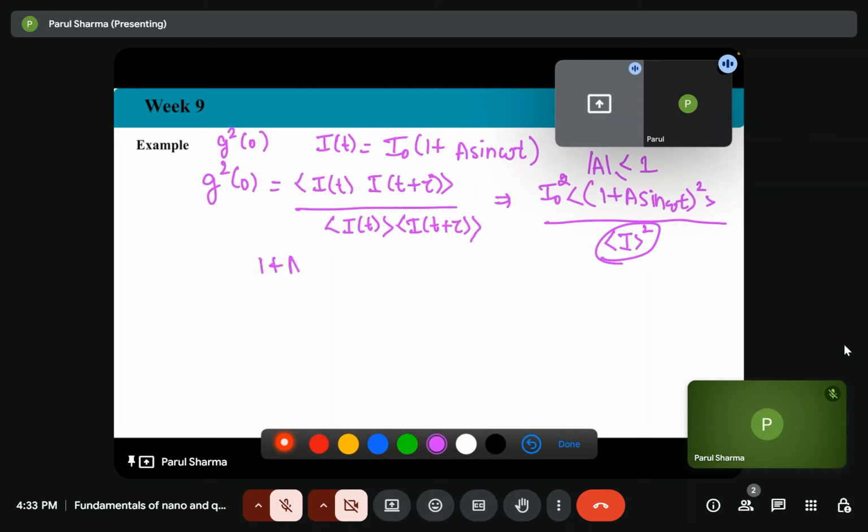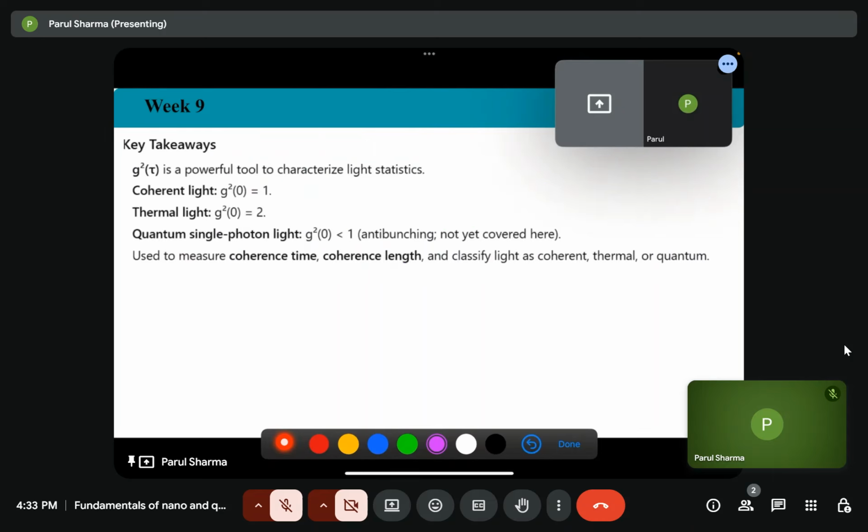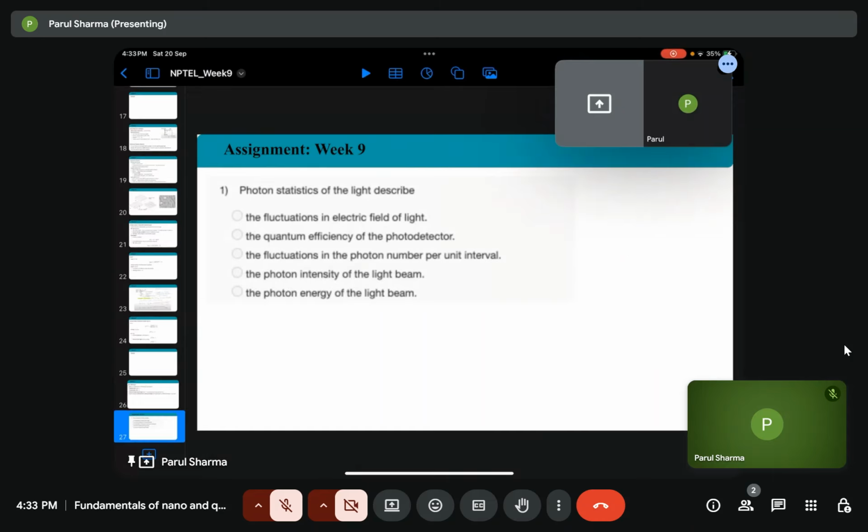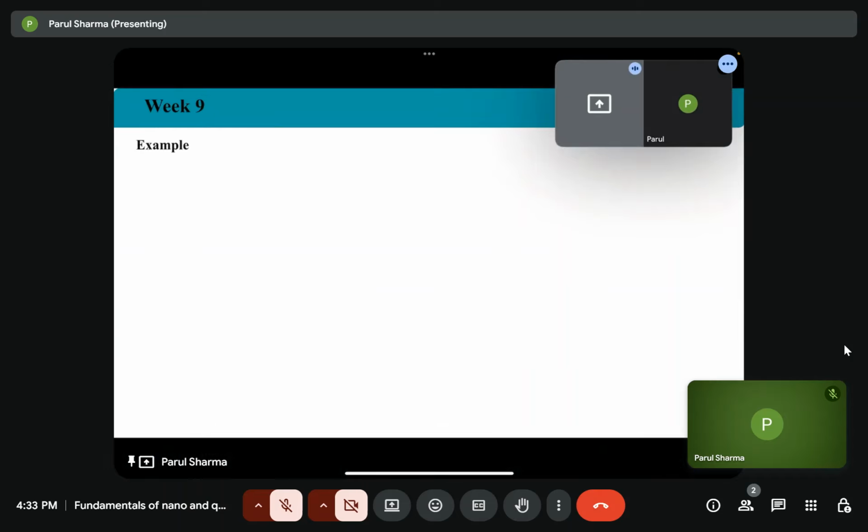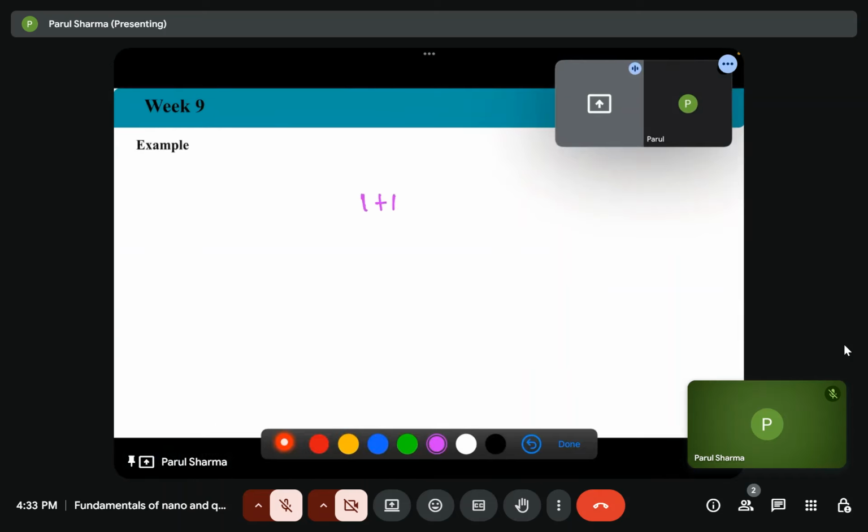Now we want to find out 1 plus A square sin square omega t plus 2A sin omega t. It will give you 1 plus A square, then we can write the sin square. The average value of sin omega t is 0.